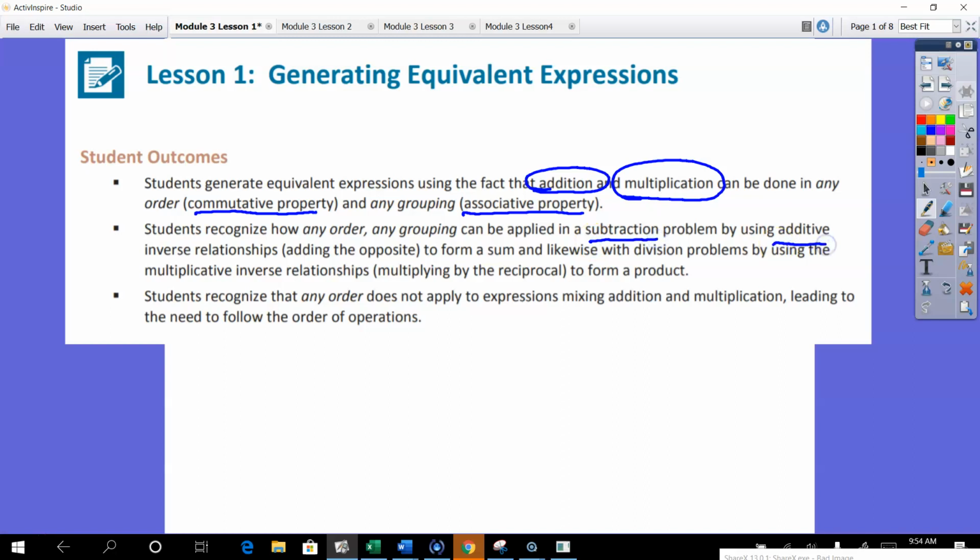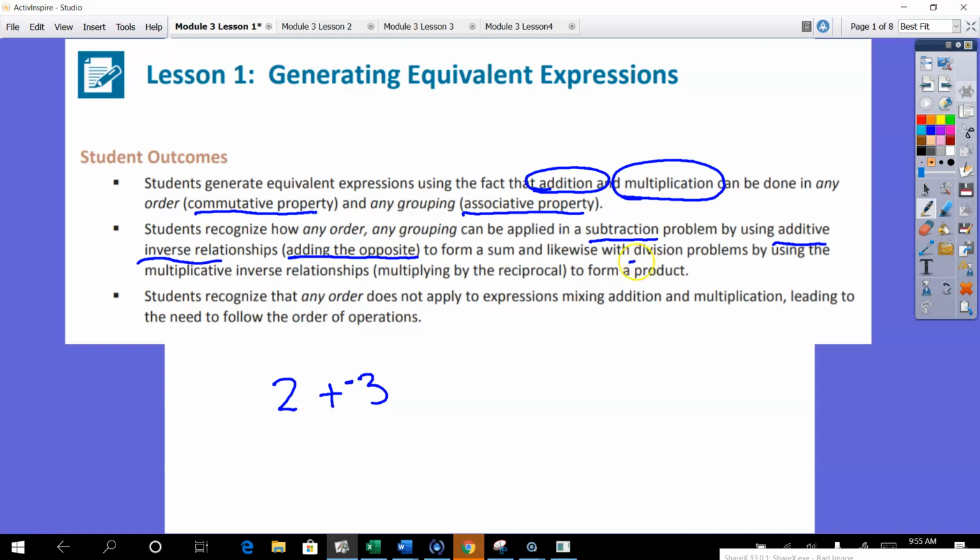Also, you see that you can use any order and any grouping on a subtraction problem by using the additive inverse relationships. So when we're adding the opposite, if we had subtraction, 2 minus 3, we changed it to addition, plus a negative 3, okay? And then we would be able to use the commutative or the associative property.